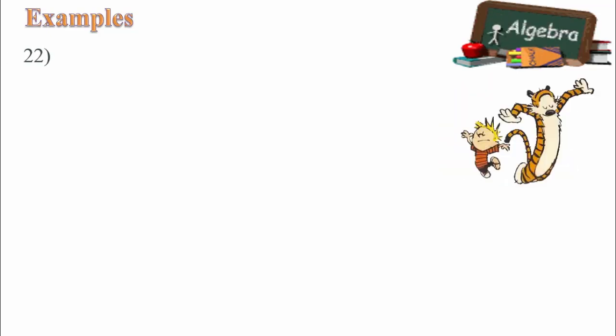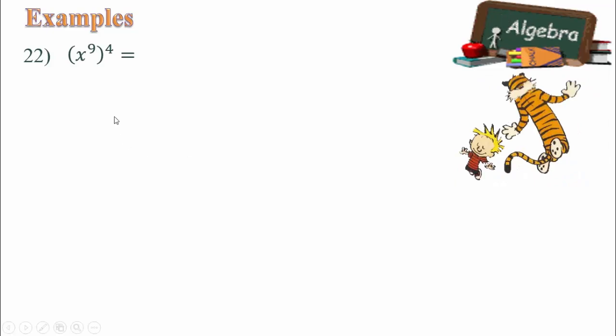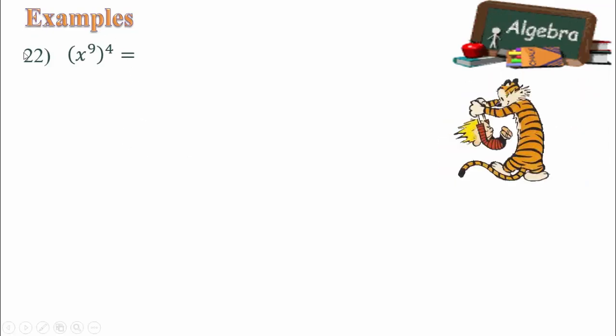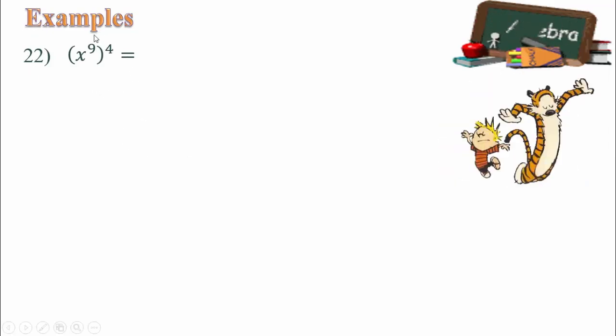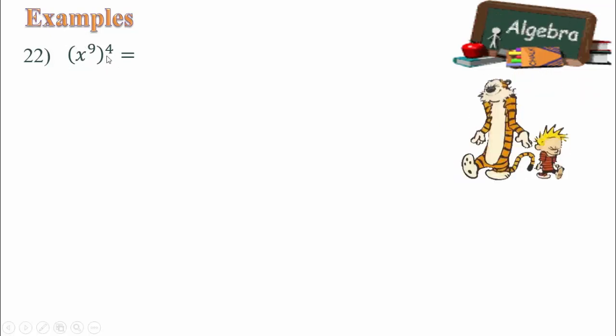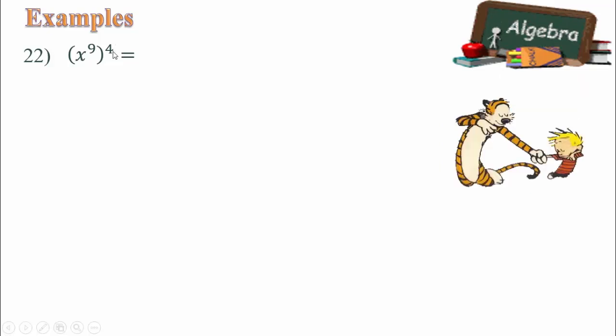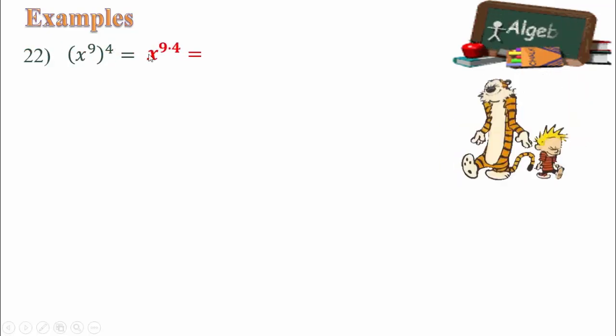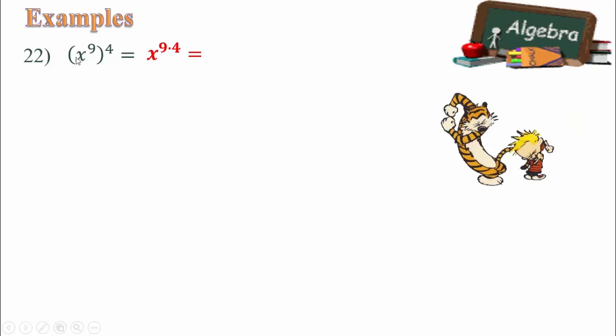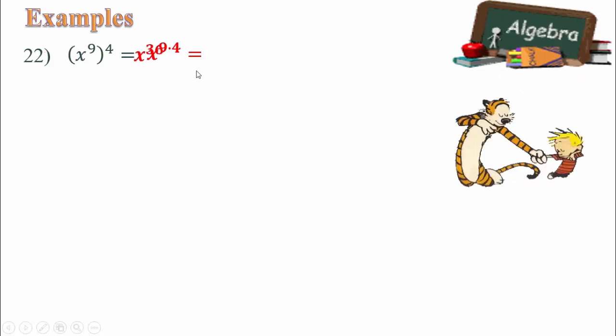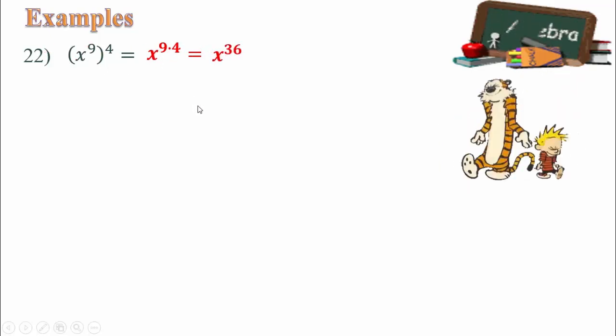In example number 22, we have x to the 9th power, and that is to that whole thing, everything inside the brackets is to the 4th power. So we use our power rule, and we multiply 9 times 4, and we keep the x, and that's how we get x to the 36.